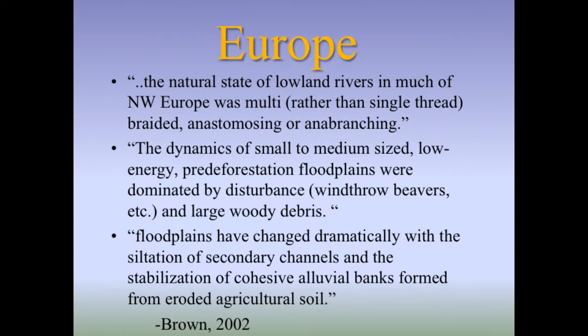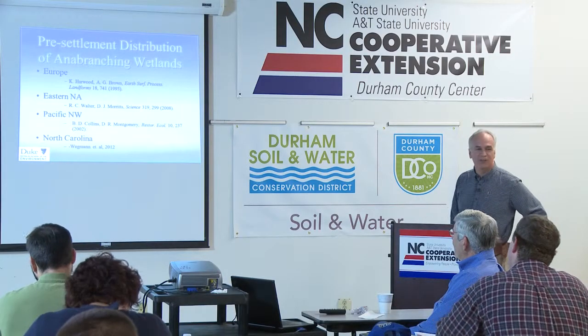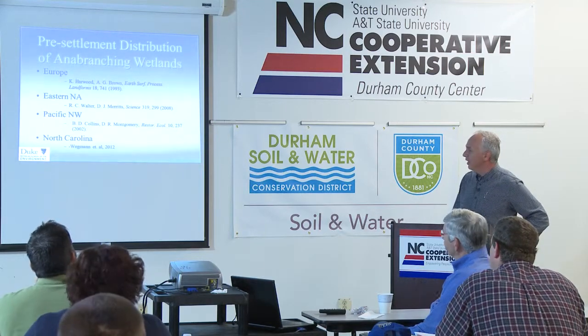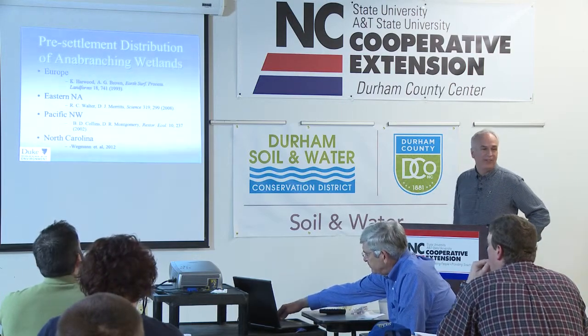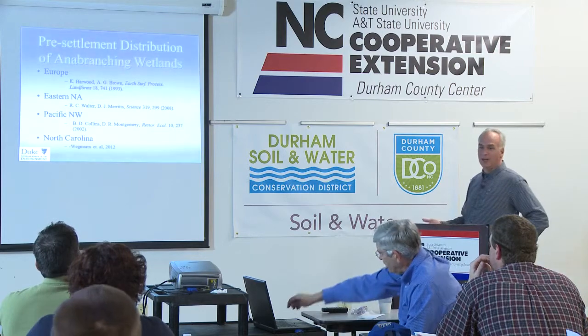So dynamic, low to medium energy pre-deforestation floodplains were dominated by disturbances like wind throws, beavers, and large woody debris, and the floodplains have changed dramatically due to siltation of secondary channels and stabilization of cohesive alluvial banks formed from eroded agricultural soils. So pretty much the same processes are going on in Europe as have gone on here. And some examples of papers from different areas in the temperate zone of North America and Europe, including the Pacific Northwest, and Kurt Wegman at NC State is starting to look at this in North Carolina.